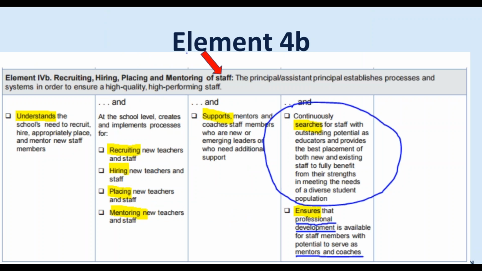So moving along, here we have element 4B. Our context arrow is pointing to staff, recruiting, hiring, placing, and mentoring. I will give you a minute to review this screenshot with the markings. This element addresses your leadership continuously building teacher capacity within your school.